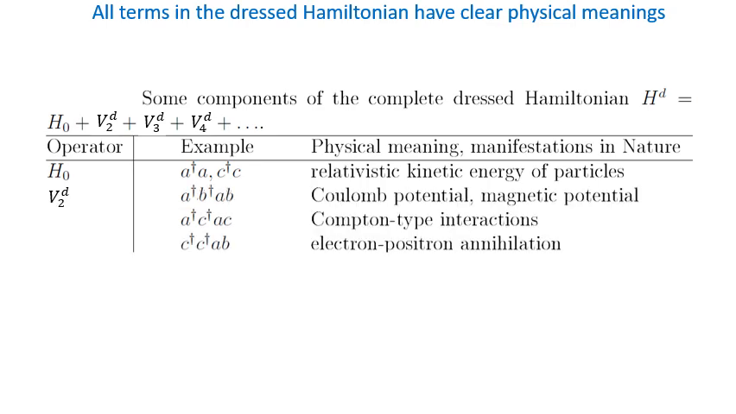There are many second-order interaction terms, but I'll mention just a few of them. For example, the term A dagger B dagger AB describes the electron-positron interaction. In particular, it's responsible for the binding in the positronium. Then the term A dagger C dagger AC describes interaction between electrons and photons. C dagger AB destroys an electron-positron pair and creates two photons. So this is the electron-positron annihilation.